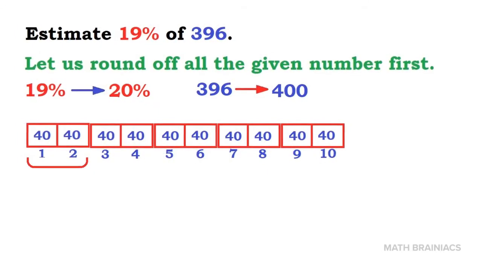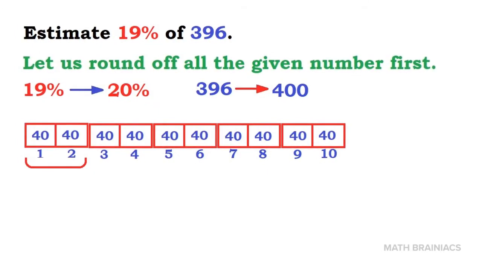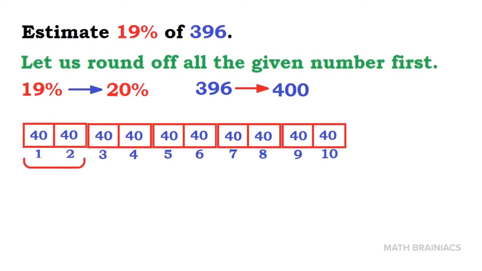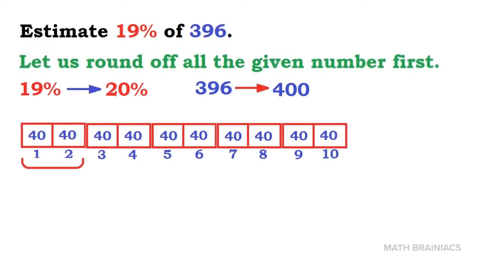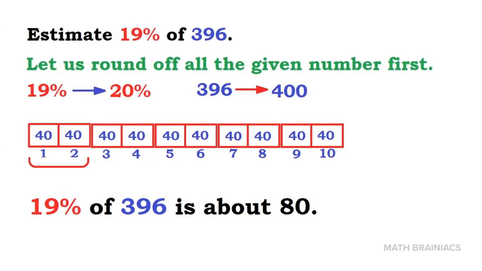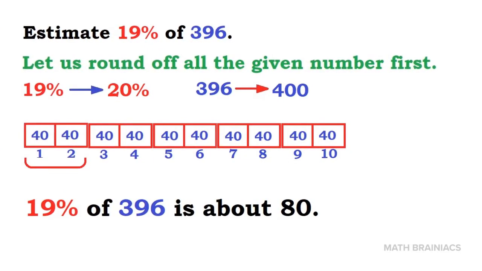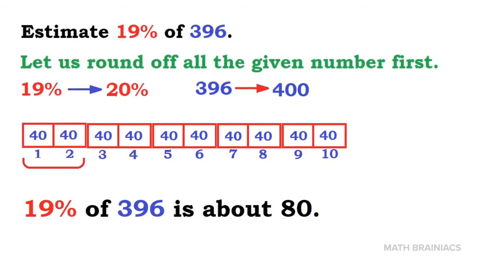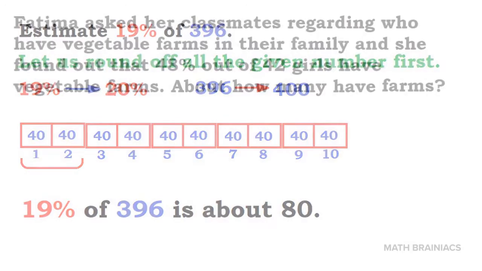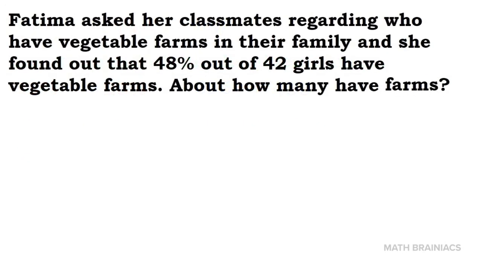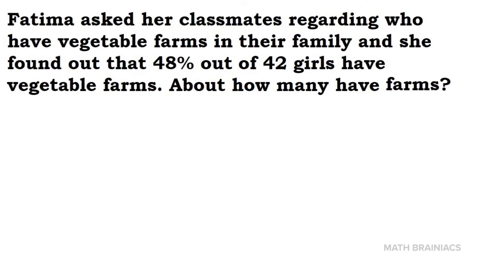400 divided by 10 will give us 40. Accordingly, each part will indicate 40. For that reason, 19% of 396 is about 80. It is easy, right? Let us work on another example so that you can fully understand the lesson.